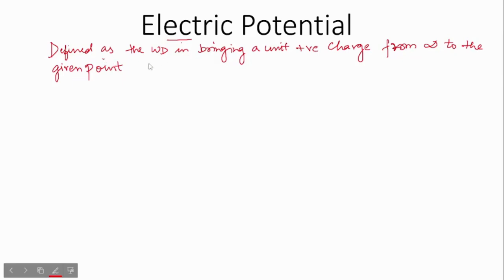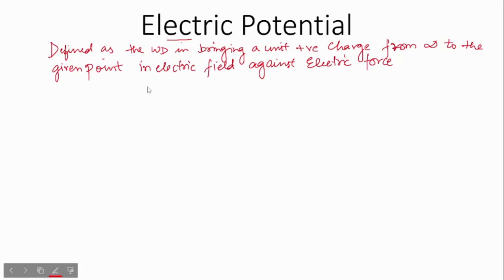In electric field, against electric force. Here we are taking our reference point as infinity and our required point as the given point where we want to know the electric potential. So this is electric potential, defined as the work done in bringing a unit positive charge from infinity to the given point in electric field against electric force.